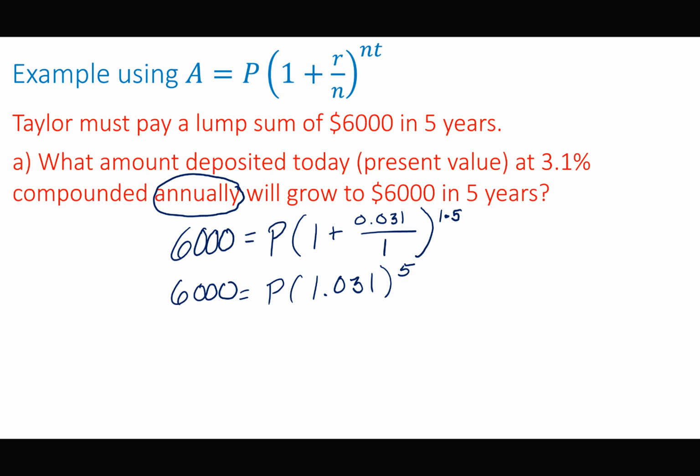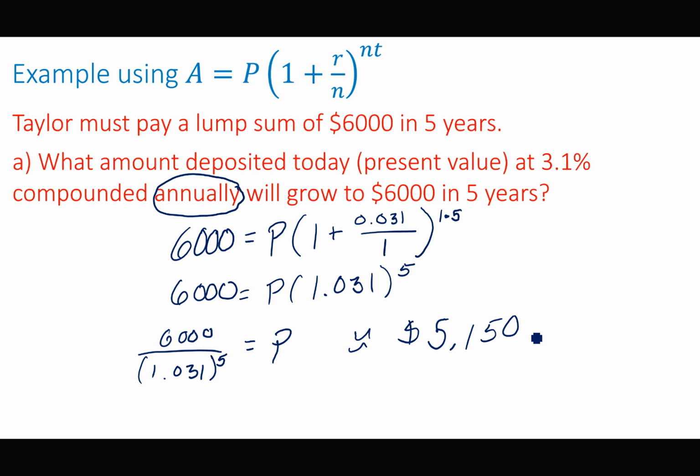So if we divide this away, 6,000 divided by 1.031 raised to the 5th power, only in the denominator, will equal P. That's approximately $5,150.60. Okay, so we have $5,100. You set it aside, don't touch it for 5 years, and you're getting 3.1%. You'll have $6,000 just from letting it set.